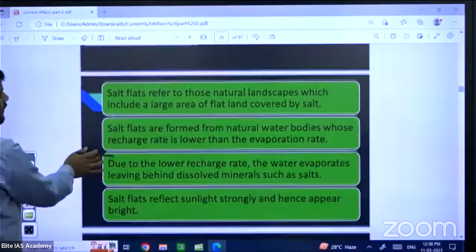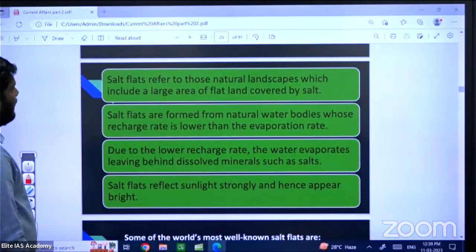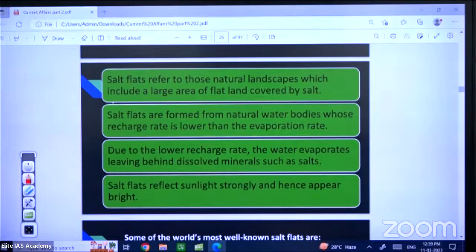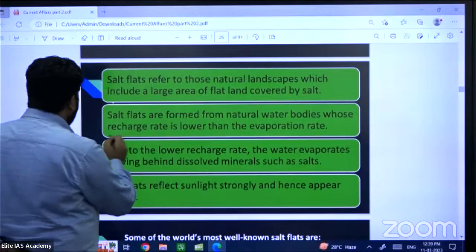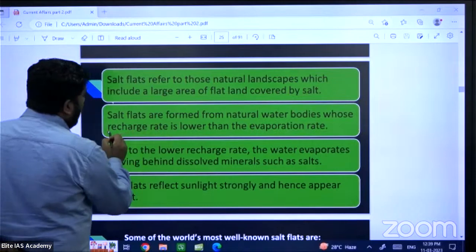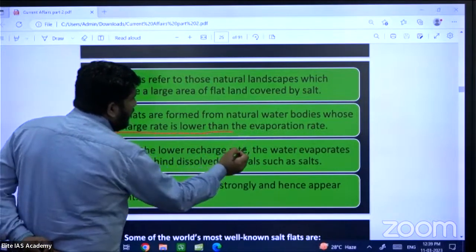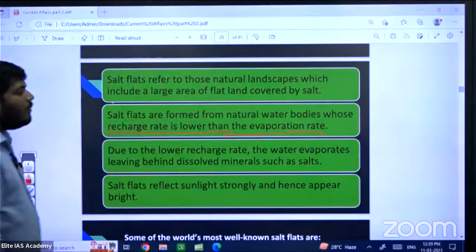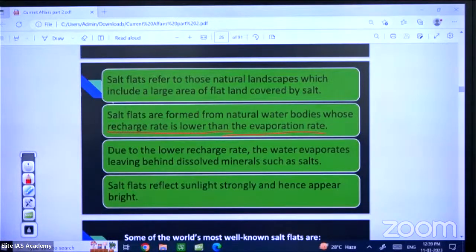So this in the news refers to those natural landscapes which include a large area of flat salt. Salt flats are formed from natural water bodies whose recharge rate is lower than the evaporation rate, which I have already told you. That means evaporation rate is higher than the recharge rate. Due to lower recharge rate, the water evaporates, leaving behind dissolved minerals such as salt. Salt flat reflects sunlight strongly, hence appears bright. Okay, so this was in the news.